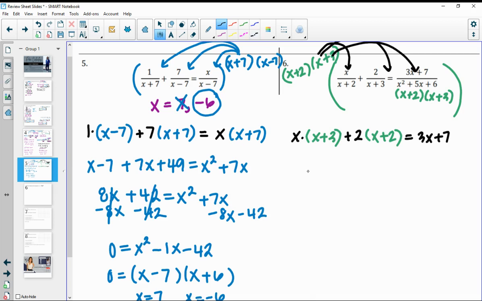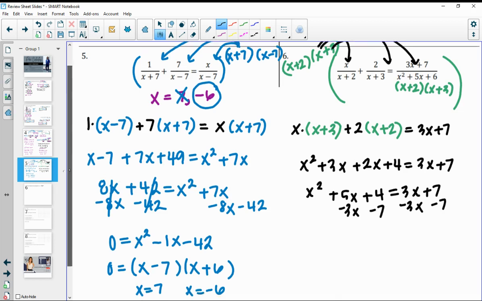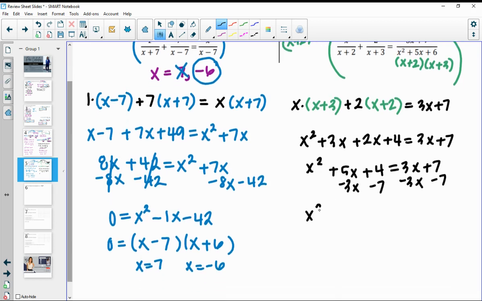So then we'll expand this. So we get x squared plus 3x. And then we get plus 2x plus 4 equals 3x plus 7. Combine your like terms. So we get x squared plus 5x plus 4 equals 3x. We again see that we've got an x squared, so we want to get everything to one side. So I'm going to subtract the 3x over here, and I'm going to subtract the 7. So then we'll end up with x squared plus 2x minus 3 equals 0.